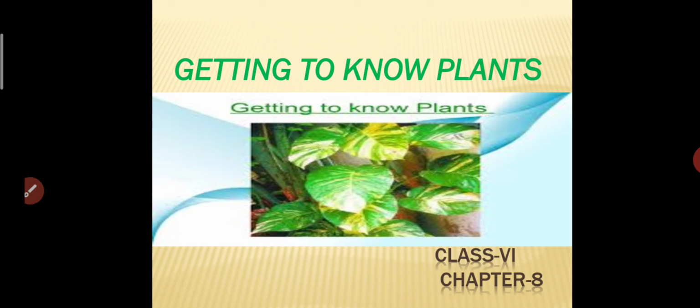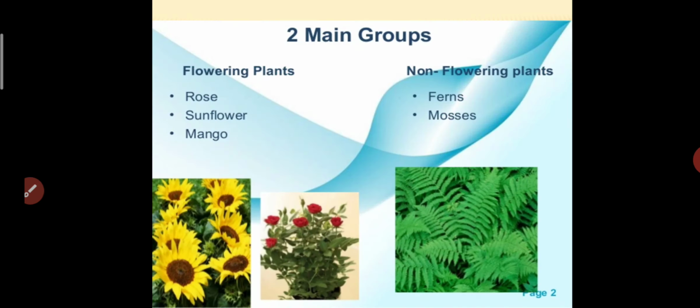So what do we have to know in this chapter? The name of our chapter is Getting to Know Plants. It means that in this chapter we are going to know about the leaf, the root, the stem, each and every part of a plant. So let's start our chapter Getting to Know Plants.